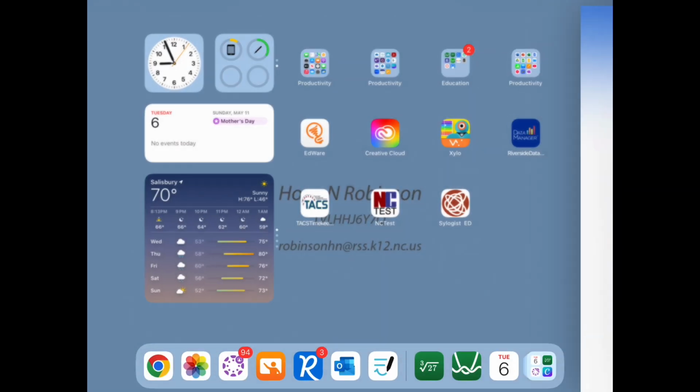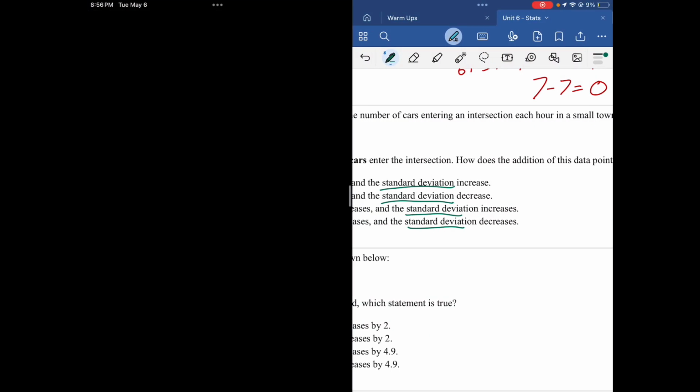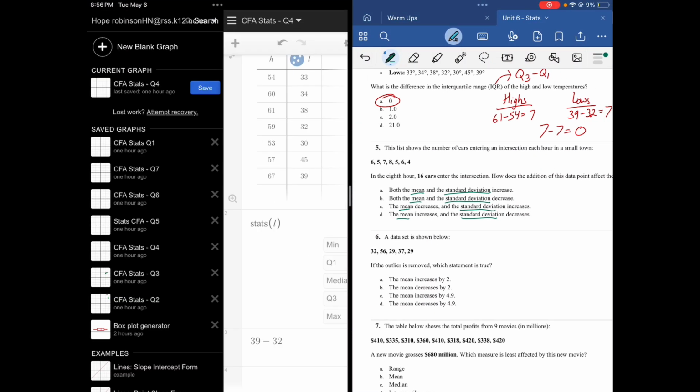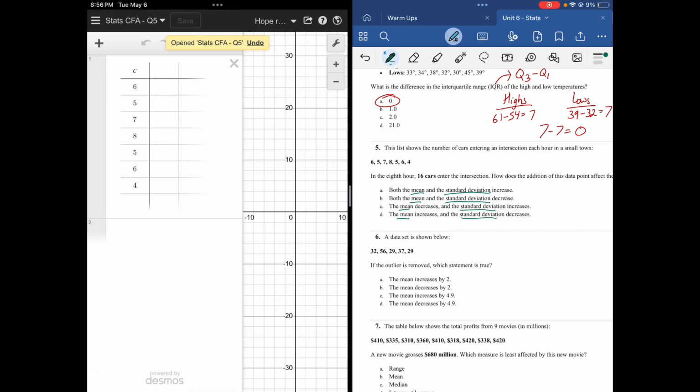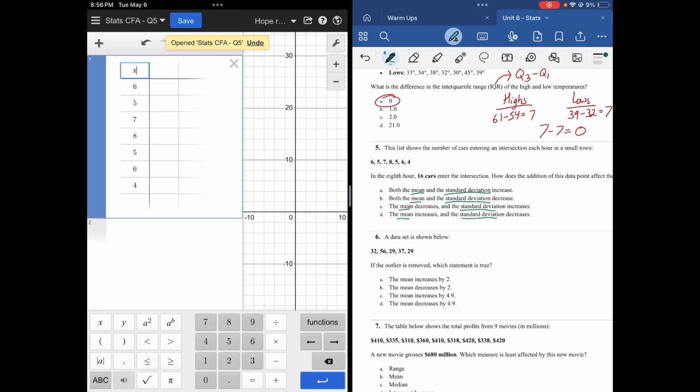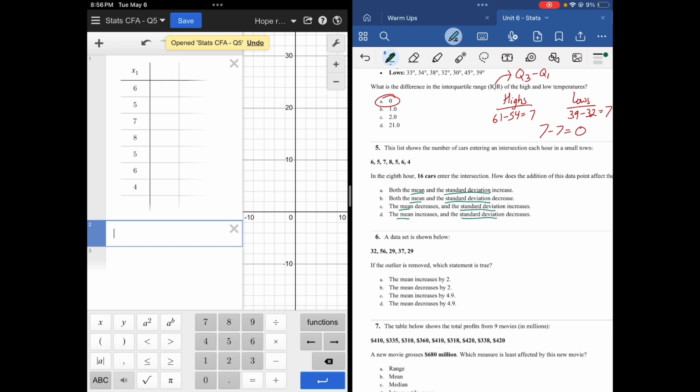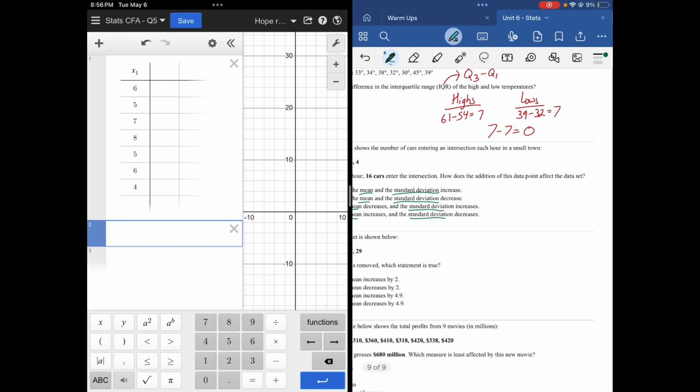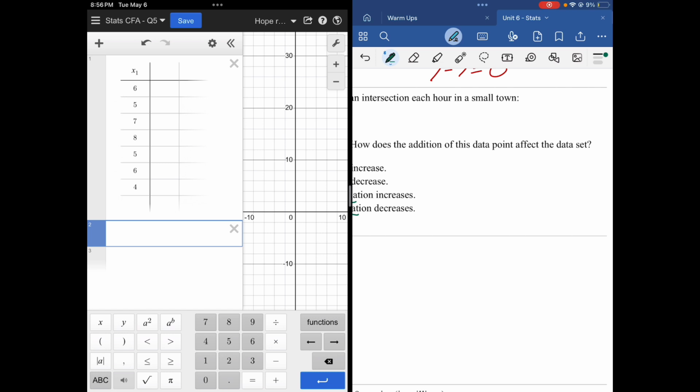So I'm going to go ahead and pull up our Desmos. This is question number 5. So here are our numbers, and I need to put X1 down here. I have all of our numbers already in here, but we know we're looking for the mean and the standard deviation. So I'm going to make a little table. This is going to say without 16, and this is going to say with 16.